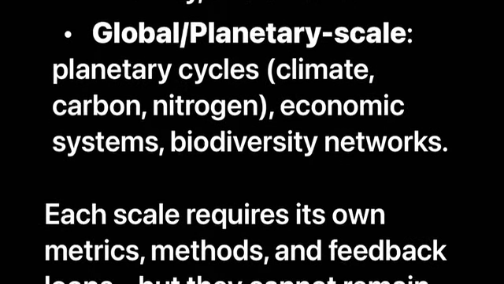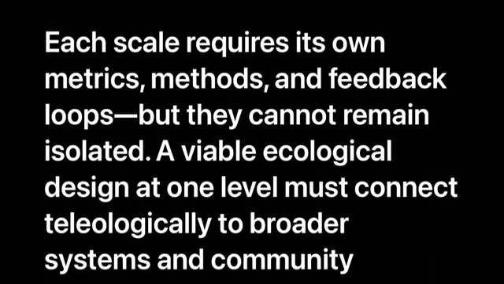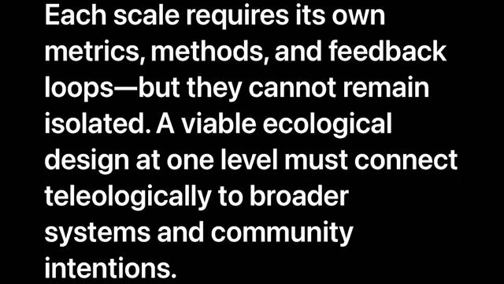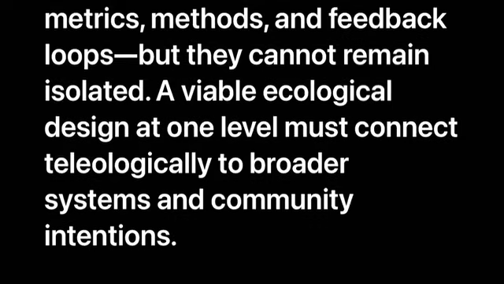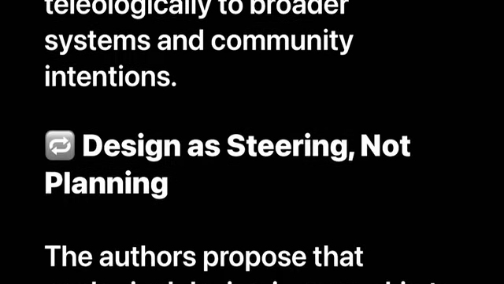Global planetary scale: planetary cycles, climate, carbon, nitrogen, economic systems, biodiversity networks. Each scale requires its own metrics, methods, and feedback loops, but they cannot remain isolated. A viable ecological design at one level must connect teleologically to broader systems and community intentions.